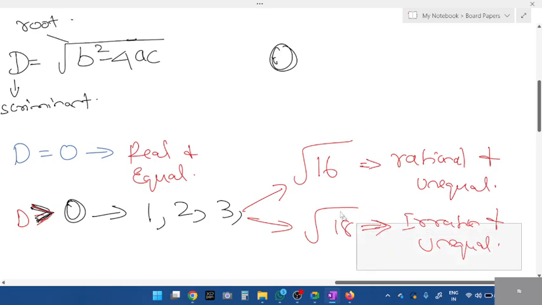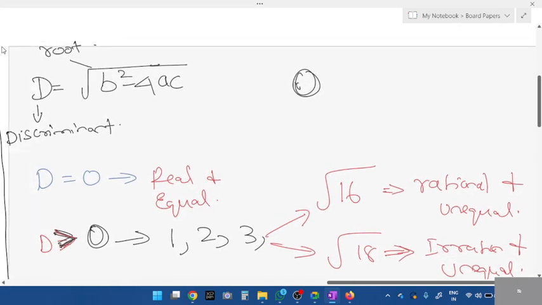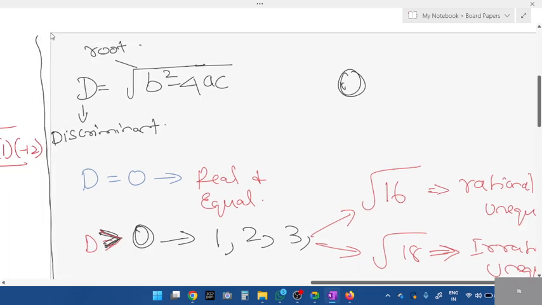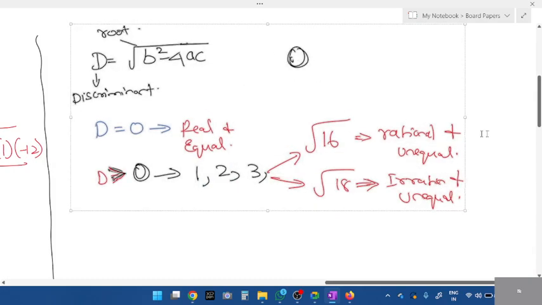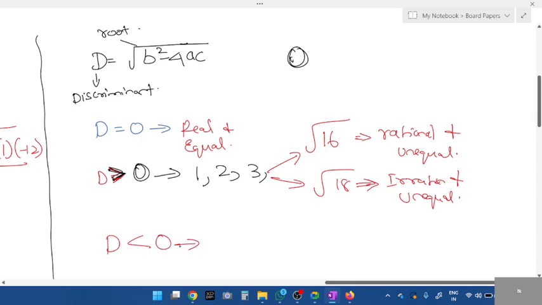Wait, let me write the other one. What are the three things we have? Equal, greater than, what's the other one left? Less than 0. Very good. What do you mean by less than 0, students? Positive or negative numbers? Basic question. Yes, all negative numbers are imaginary. Correct. It's not equal to 0, so it is unequal. First point, unequal and imaginary. Yes, this is the answer.